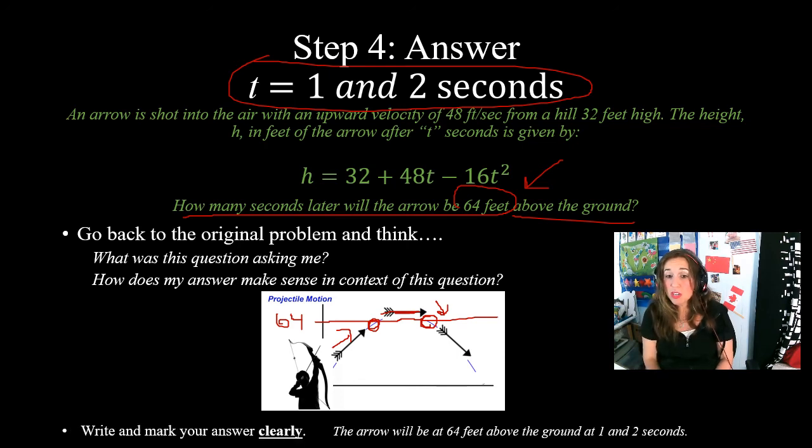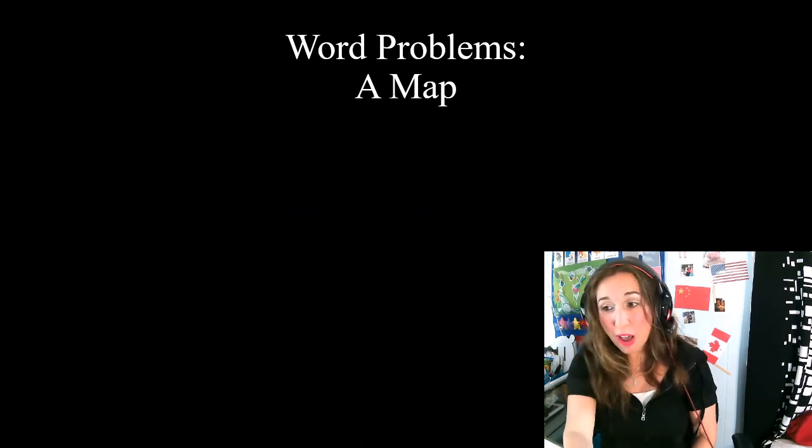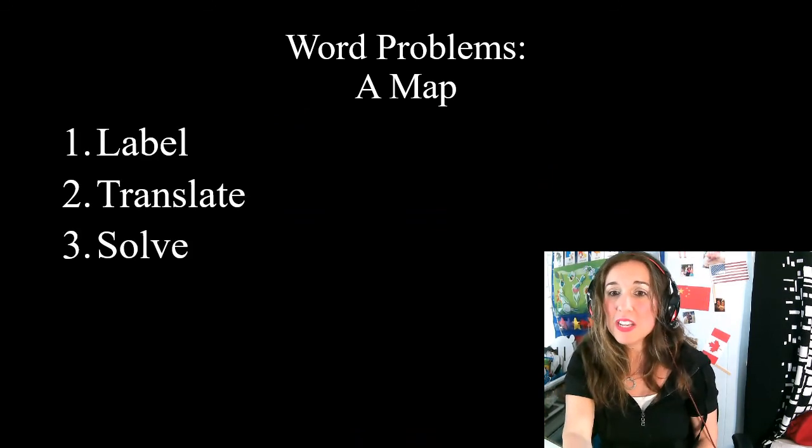So we need to make sure, I like to write my answers to these in a sentence. We want to write and mark our answer very clearly. So I wrote, the arrow will be at 64 feet above the ground at 1 and 2 seconds, and always circle it for me, okay? So remember, when you're doing these word problems, use that 4-step map of label, translate, solve, and answer.